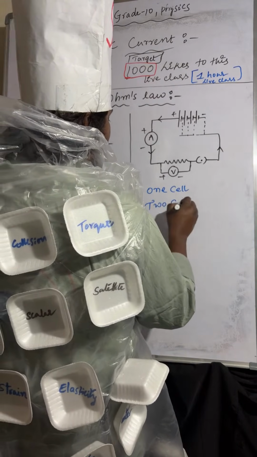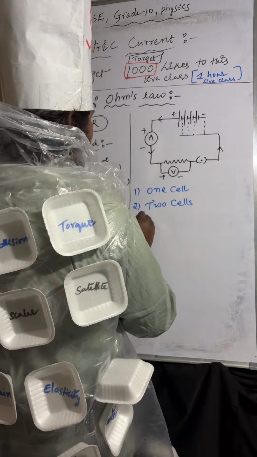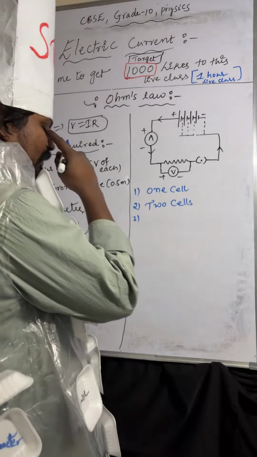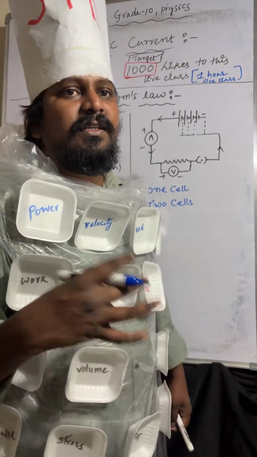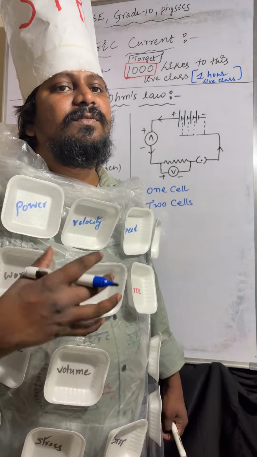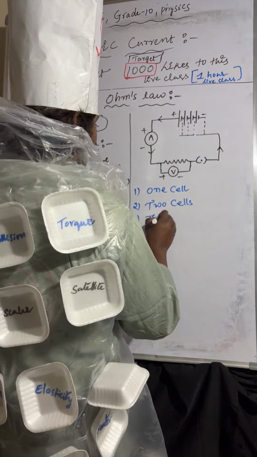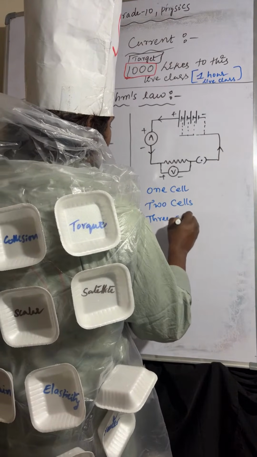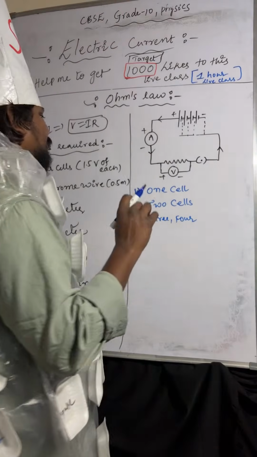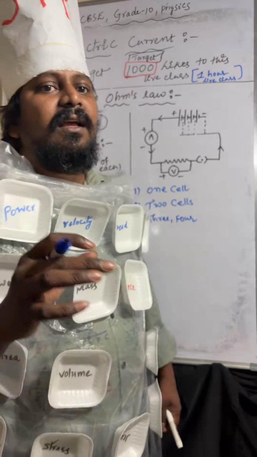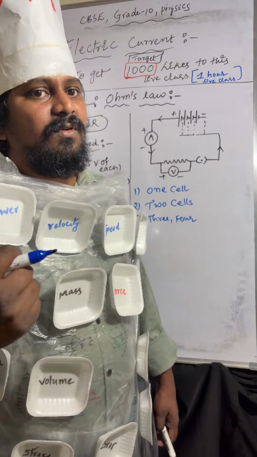Connect two cells and note down the reading of the ammeter and voltmeter. Repeat the process for 3 and 4. Understood? So first you have to connect one cell and observe the reading of the ammeter and voltmeter.